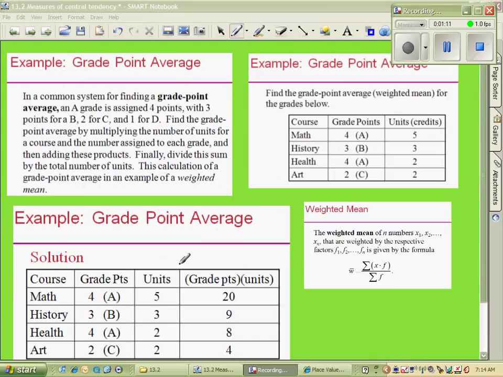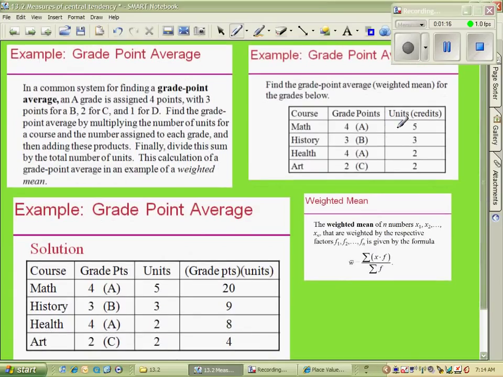They've created a nice table for us to see what we're trying to point out. We see here that if you get an A in this particular class, it's 4 points, and that particular class is a 5-unit class. Whereas in the history class, that person earned a B, and that particular class is a 3-unit class. The health class is only 2 units, and the art class is only 2 units. And that makes sense, right? I mean, when you're in college, your different classes have different weights. They're not all 3 credit hour classes, let's say.